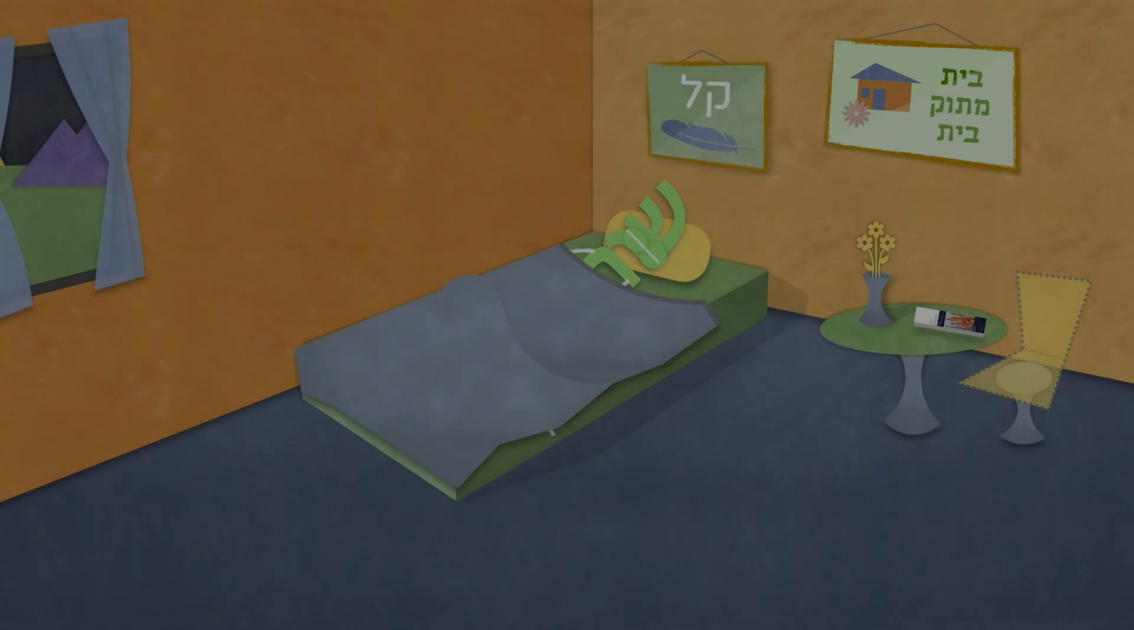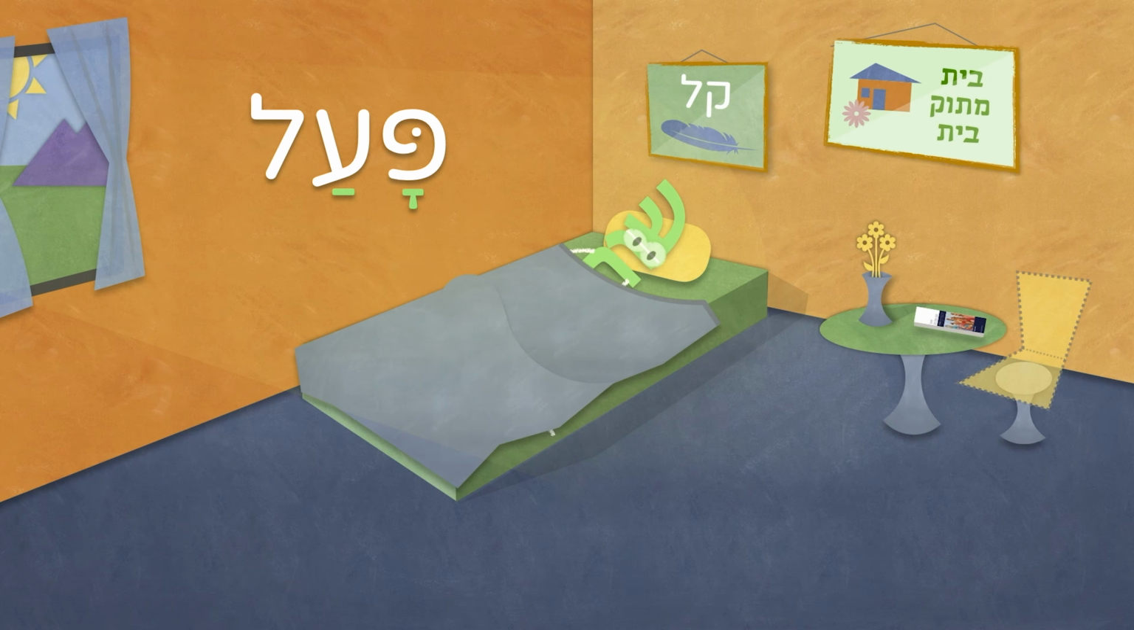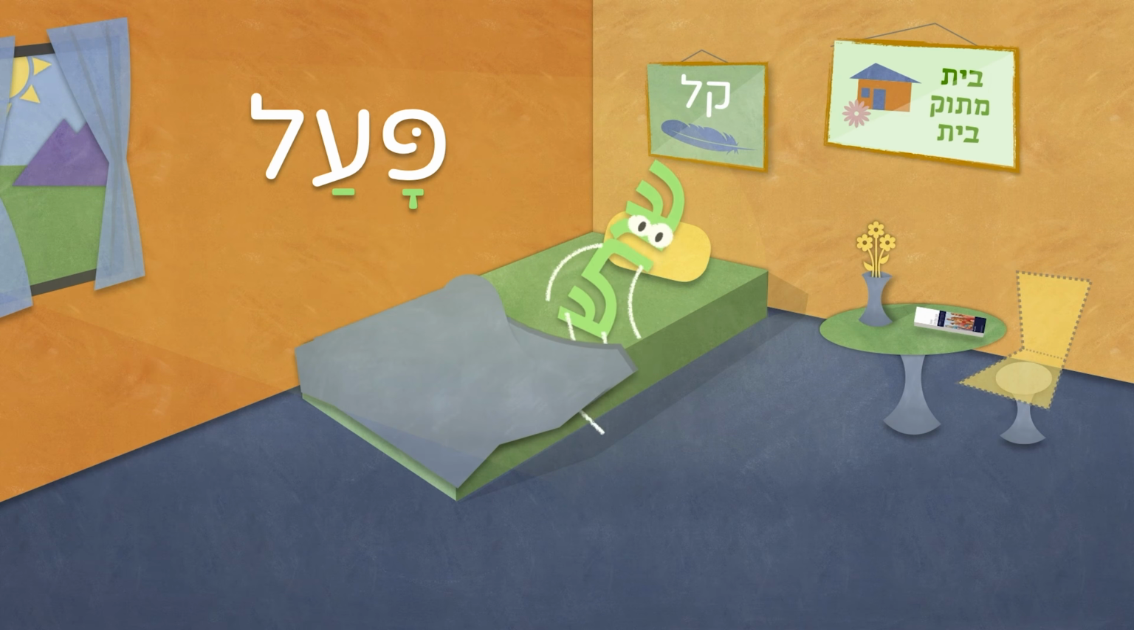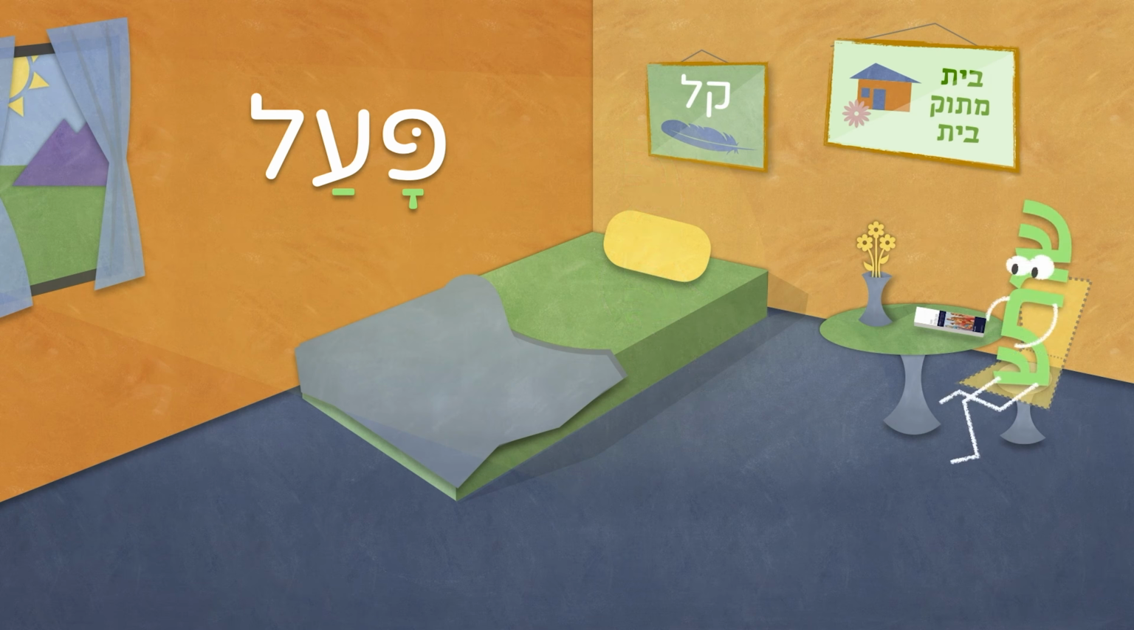The most basic of the binyanim is called Paal. The names of the various binyanim are all related to the shoresh of the word poal, the Hebrew word for verb, spelled with the letters Pe, Ayin, Lamed. The vowel pattern for each binyan varies to represent how verbs in each binyan are pronounced in the third masculine singular perfect form. So in Paal, that vowel pattern is a, Paal.